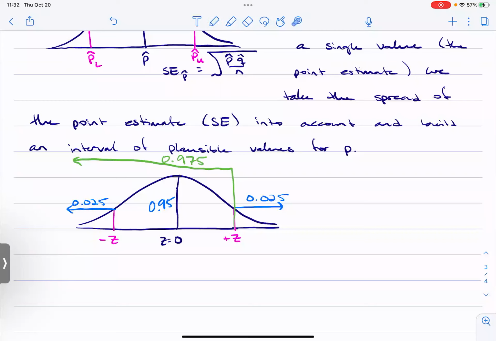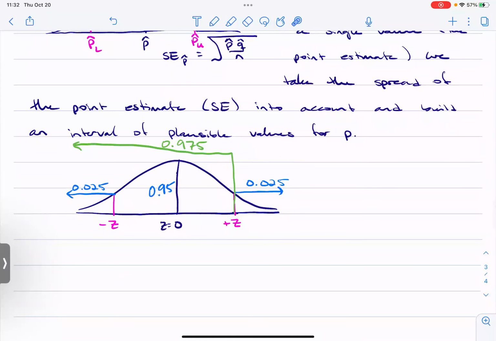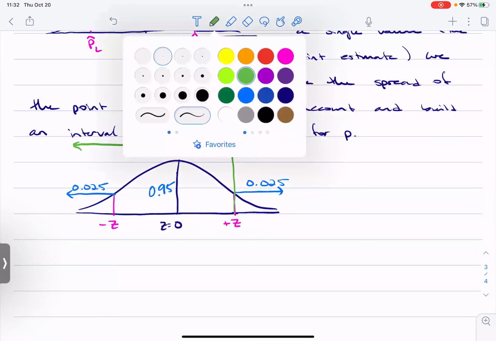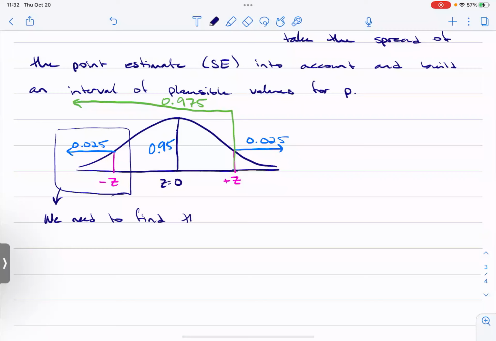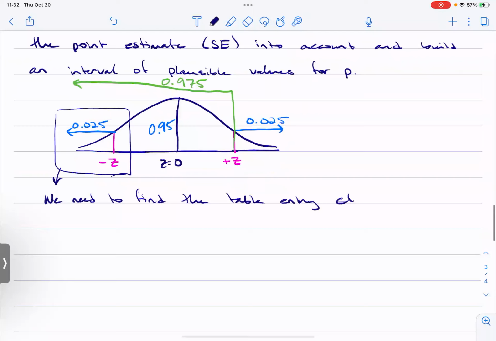But let's start with this first one here. Okay. All right. I want to find the Z score, which means that I need to find the table entry, right? The table entries are those probabilities. So I need to find the table entry closest to 0.025.